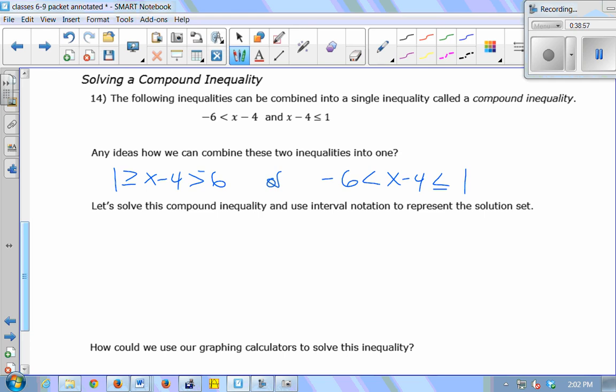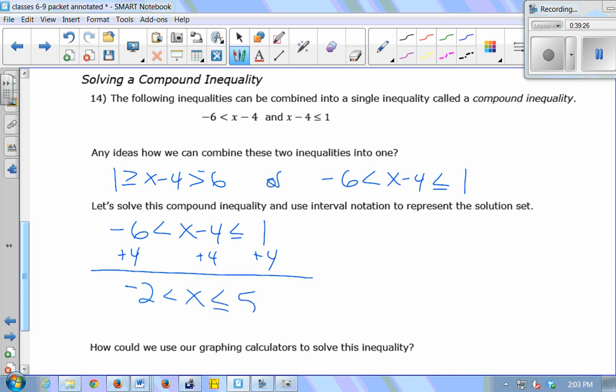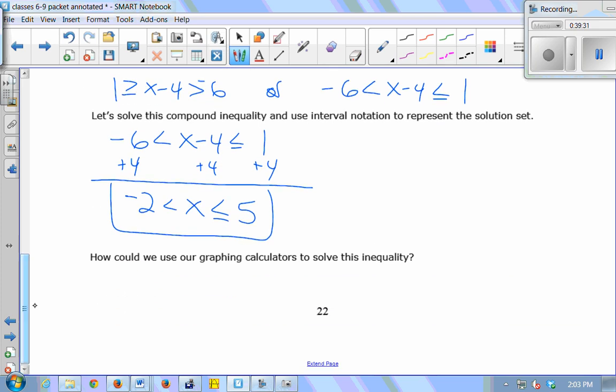And then if I want to solve it, I have x minus 4 sandwiched between two things. To get the x by itself, I'm just going to add 4 to all three sides. Right? So I have negative 6, less than x minus 4, less than or equal to 1. Add 4 to all three pieces to maintain the relationships. And negative 6 plus 4 is negative 2, is less than x, is less than or equal to 5. And then how would I write that in interval notation?